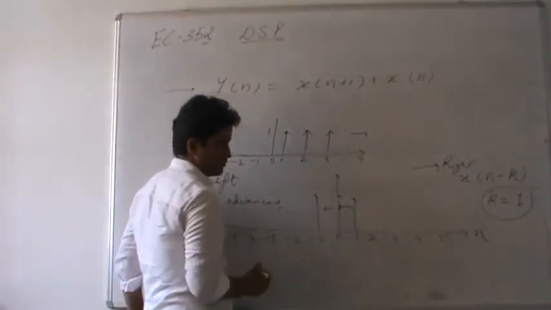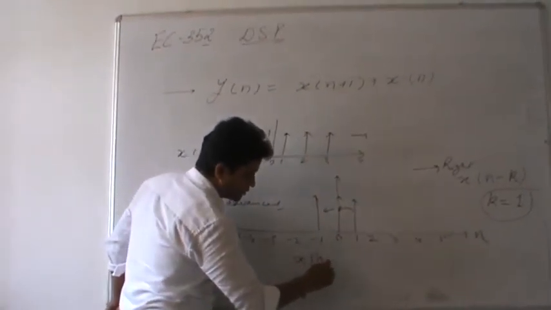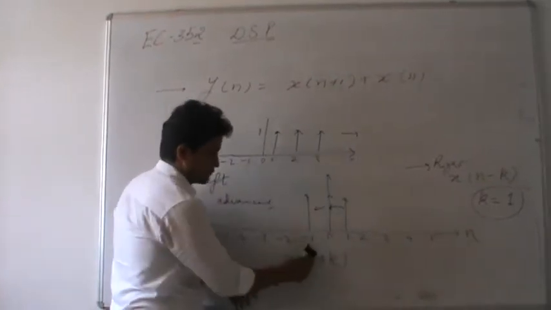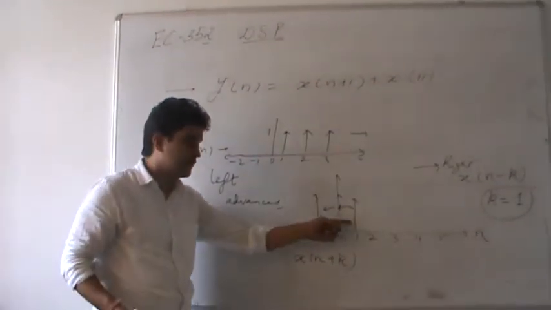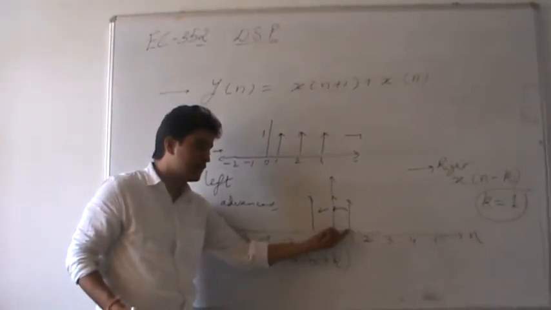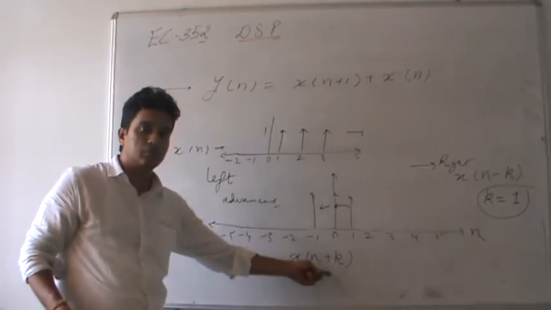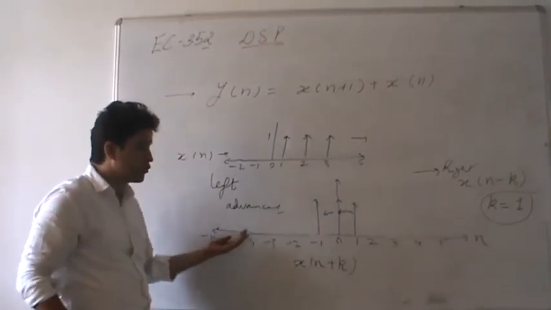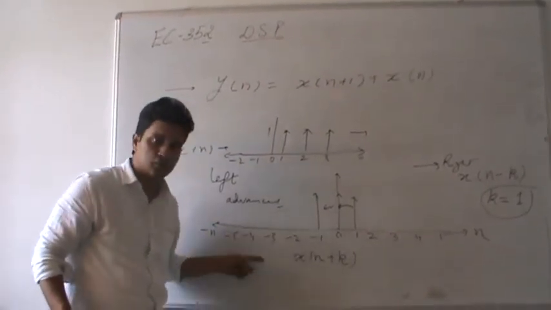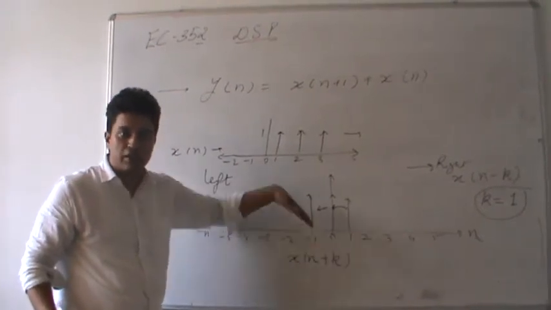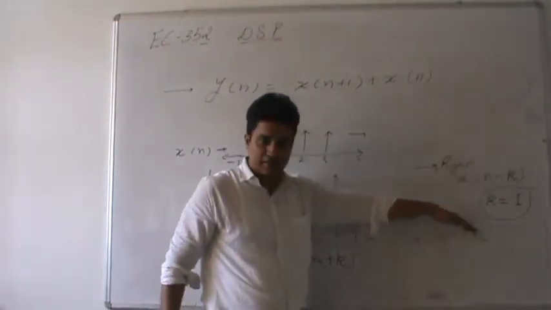We can represent the same thing in terms of an equation as x of n plus k. K is a shifting variable, the value by which we are shifting the signal. This time we are doing it for the left hand side, so we are shifting it twice. But you see here we are moving towards the left side, and it's a standard syntax because we are counting it as minus 1, minus 2, minus 3. So this k is equal to minus 2. Whenever k is a negative value, we are shifting towards this side of the graph. Whenever k is a positive value, we are shifting towards the right hand side.